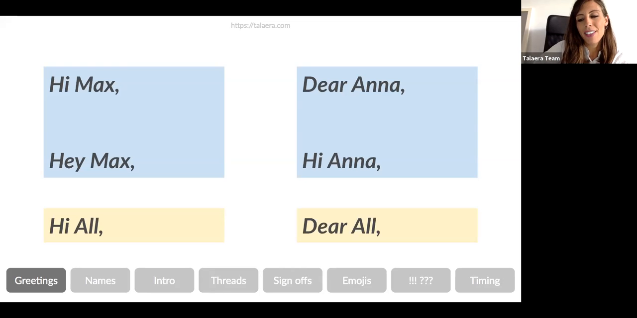And how about if you're emailing a bunch of people? Well, for the US, you can say hi all. And if you're not too sure if it's too informal, then stick to dear all. And it works very well when you're emailing a lot of people.